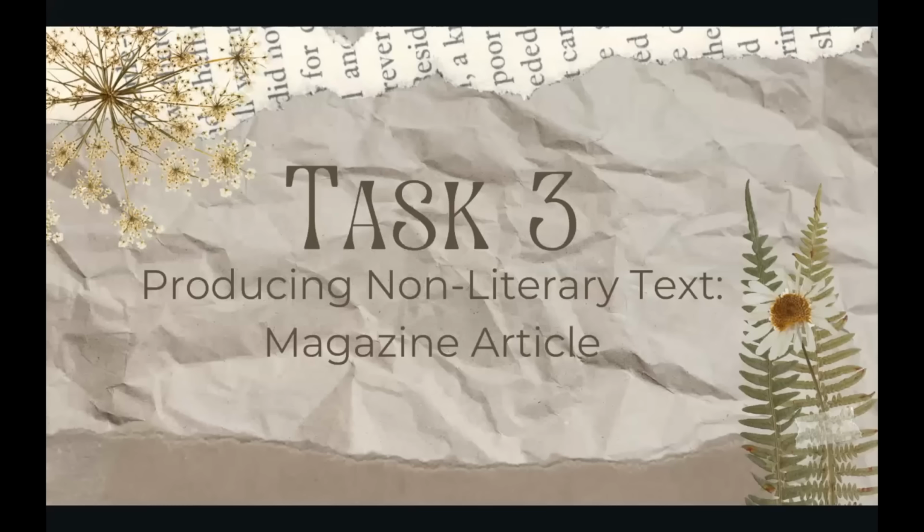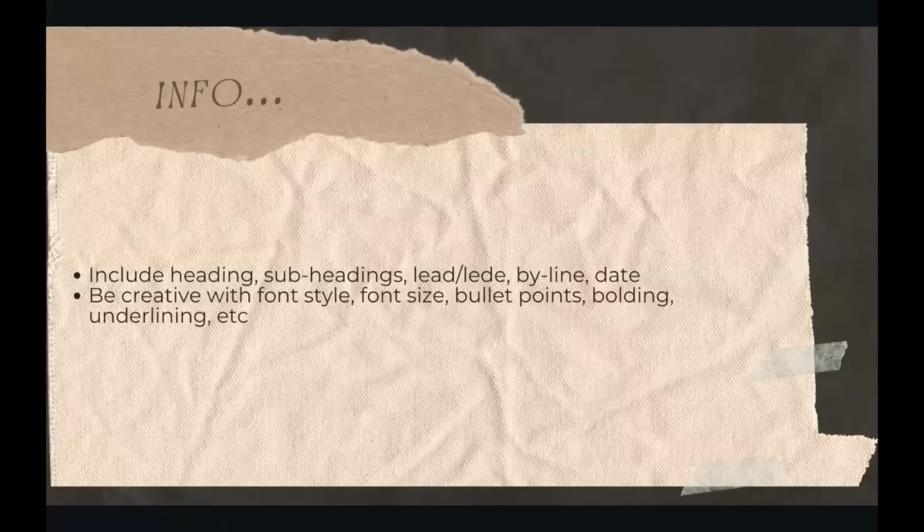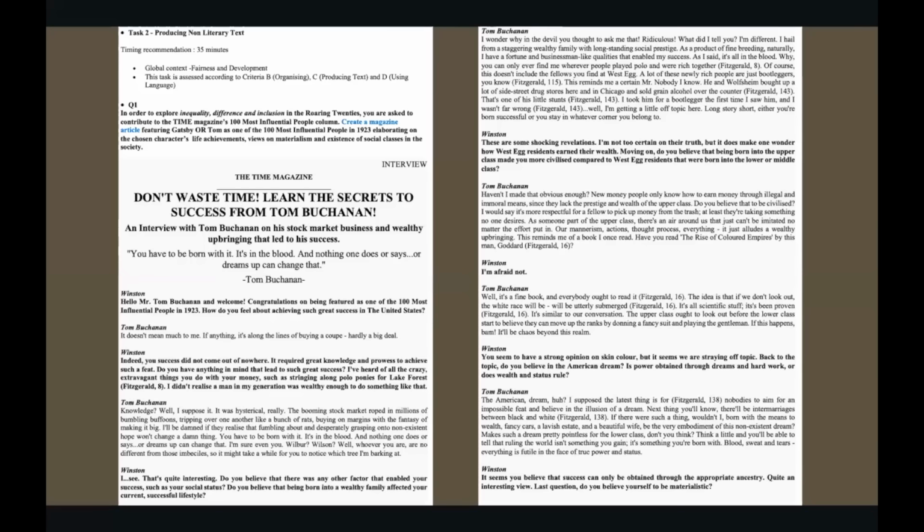One of the text types that may come out is a magazine article, in which, honestly, there's no proper format. As long as when you look at it and you think it's a magazine article, that will honestly be enough. But some things that you may want to include are heading, subheadings, lead, byline, date, and you can also just get creative with the font style, font size. You can add bullet points, you can bold things, underline things, just to show differentiation, because there's limited things with what you can do in the e-assessment software, but you can try to make do with it. And this is an example of a question involving a magazine article.